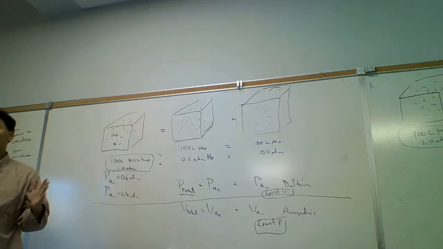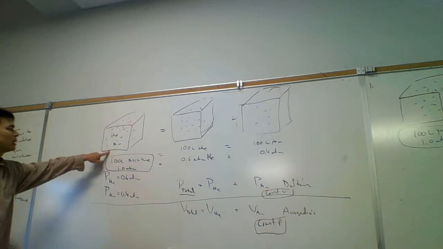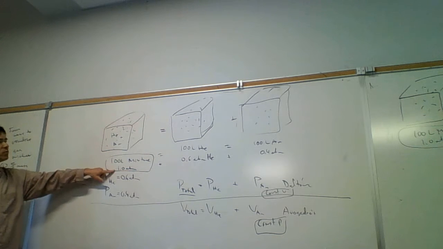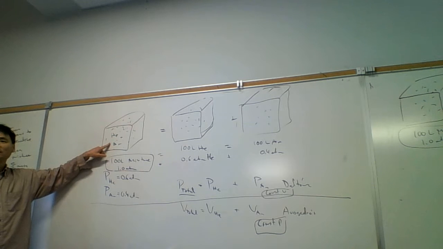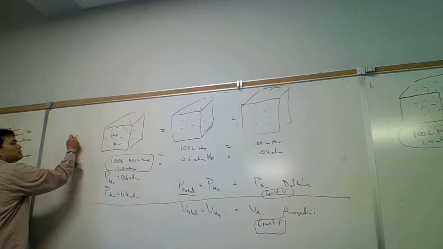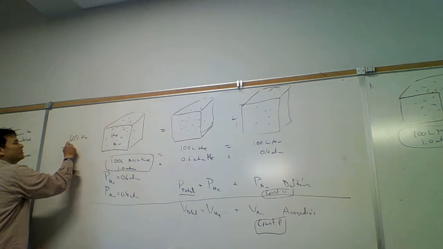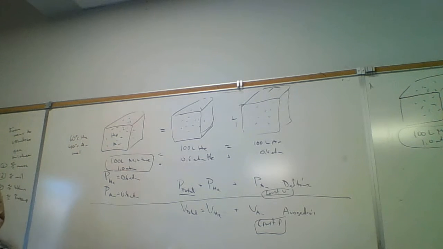This is why you need to orient yourself. Are you visualizing this mixture as a Dalton's mixture, or as an Avogadro's? Because I only have this box. I have a 100-liter box. It's at 1 atmosphere. It's filled with helium and argon. 60% of it is helium, 40% is argon. That's always true. So this is 60% helium, 40% argon by mole, so the number of molecules.